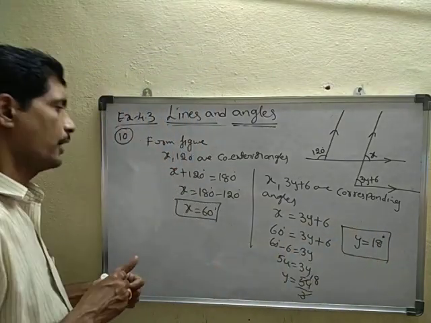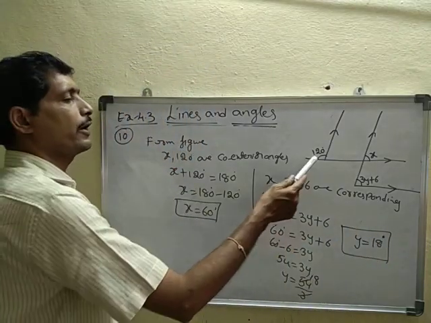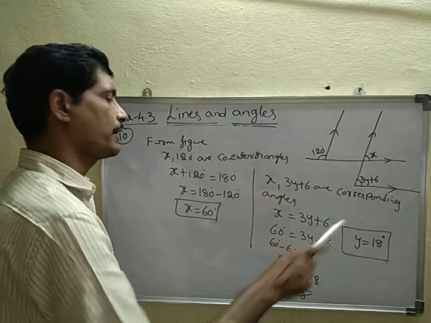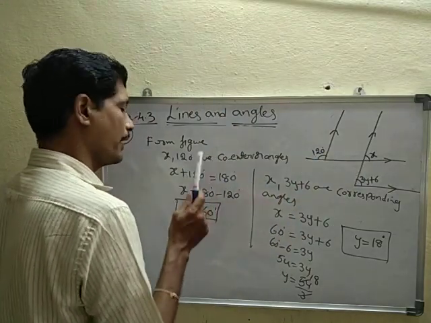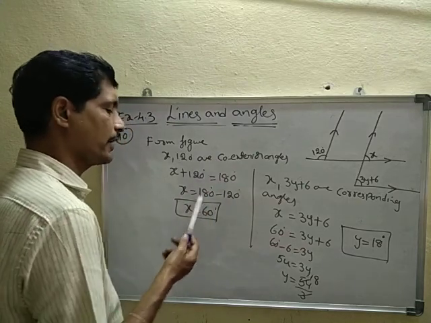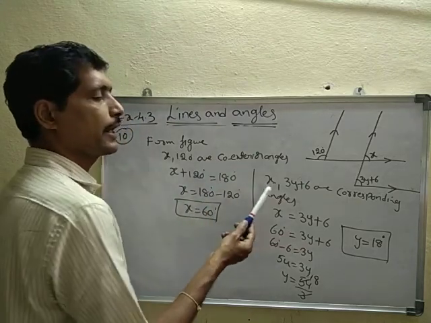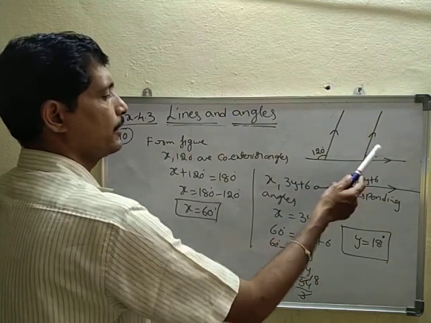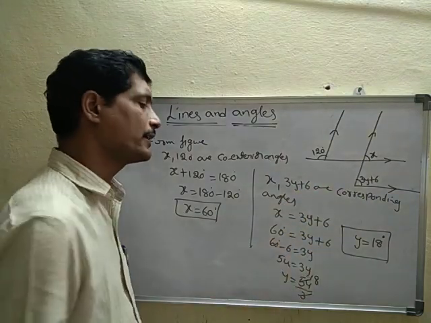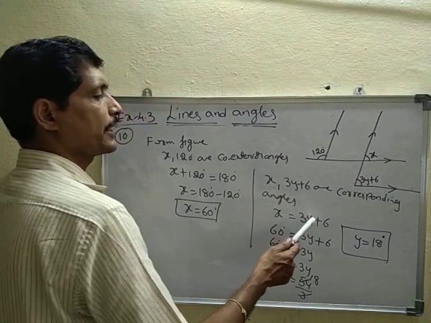One more time, see. Here from the figure, 120 and x are both co-exterior angles. Sum of co-exterior angles equal to 180. X plus 120 equal to 180. X equal to 180 minus 120. X equal to 60 degrees. Here x and 3y plus 6 are corresponding angles. These two are parallel. Therefore, corresponding angles are always equal. Therefore, x equal to 3y plus 6.